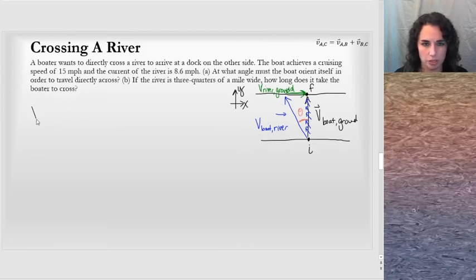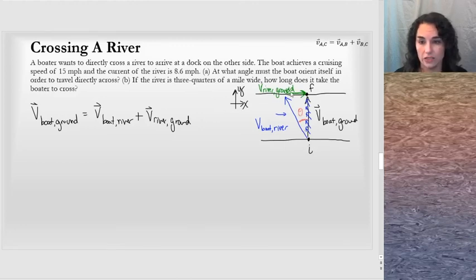Let's get the equation together. I want to know the velocity of the boat with respect to the ground. That has to be equal to the velocity of the boat with respect to the river, plus the velocity of the river with respect to the ground. And we already kind of see that equation happening in our vector diagram here. All of these vectors are added together appropriately.